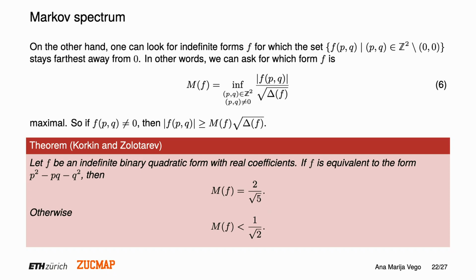And there's a theorem by Korkin and Zolotarev which says that if you take an indefinite binary quadratic form with real coefficients, which is equivalent to this form, and I will explain to you in a moment what it means to be equivalent, which is completely analogous to the equivalence we had for irrational numbers. But if we have a form which is equivalent to this, then this constant m of f is given by 2 over square root of 5. Okay, so square root of 5 is appearing again. So that's already spoilers. And otherwise, this constant m of f is smaller than 1 over square root of 2.